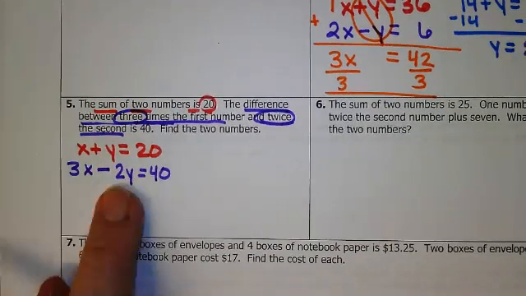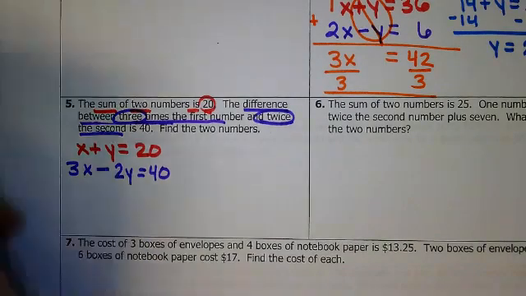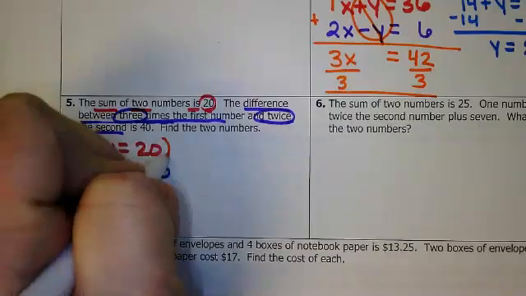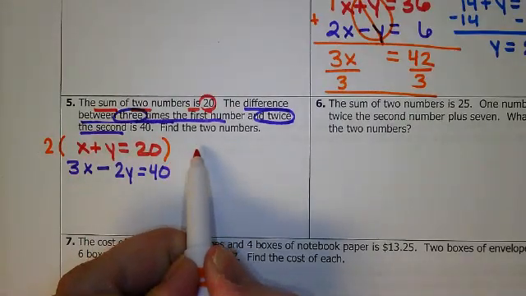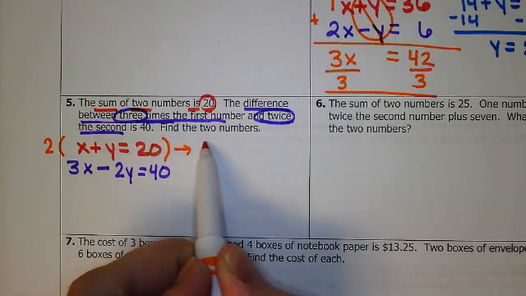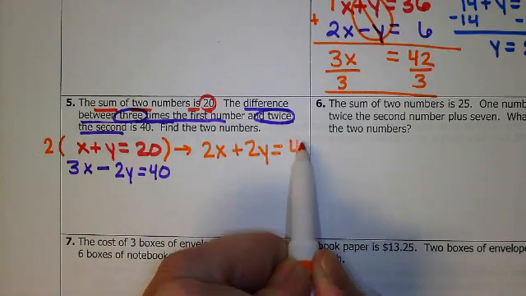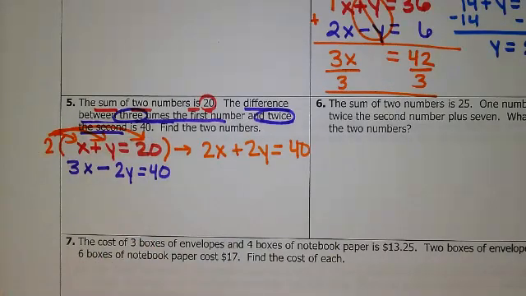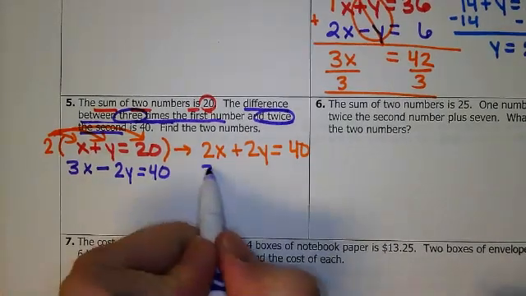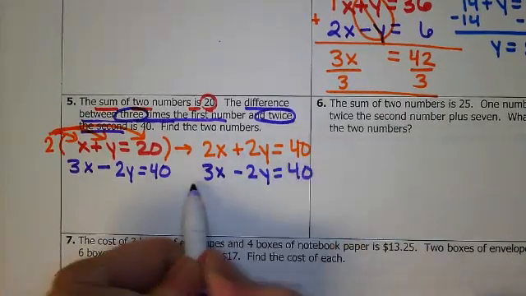And I think the easiest one is to stick with 2, or you could do 3, ideally either one. So multiply by 2, so that would give me 2x plus 2y equals 40. Remember, you apply the 2 to every single thing inside. Basically, you're distributing. And now that will give me my coefficients that are opposite, so I can get rid of my y's.